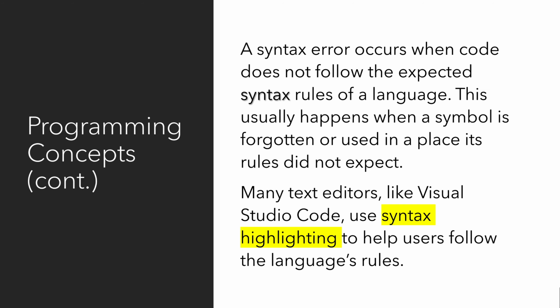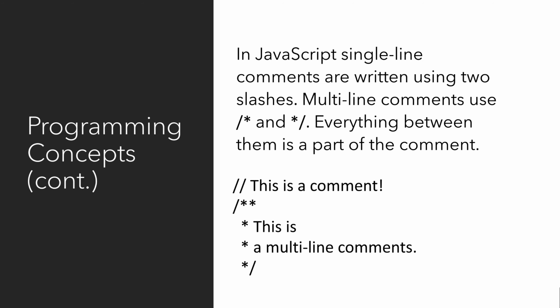Finally, for human audiences, we have comments. In JavaScript, single-line comments are written using two slashes. Multi-line comments use slash asterisk and asterisk slash to end. Everything between them, between the starting slash asterisk and asterisk slash, is part of that comment. And we see two examples here.